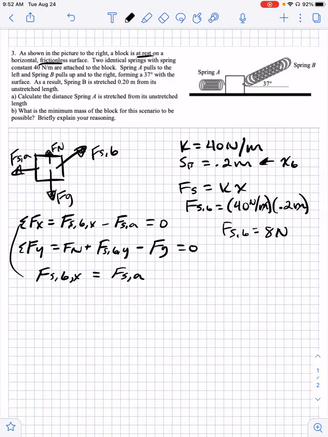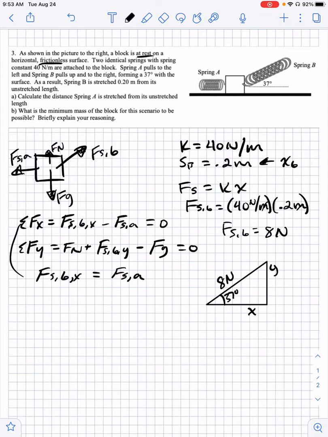So if I drew out a triangle, and we can say that this is 8 newtons, and this right here is a 37-degree angle. We can then solve for the x and y components. Okay, and that tells us the x and y components of that spring B.